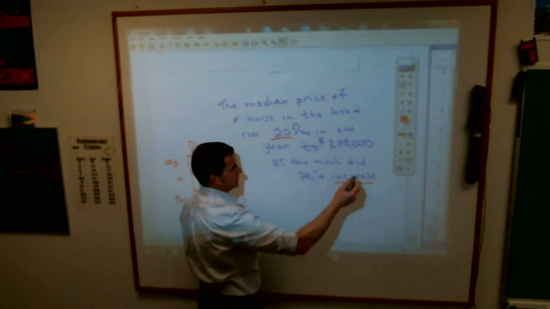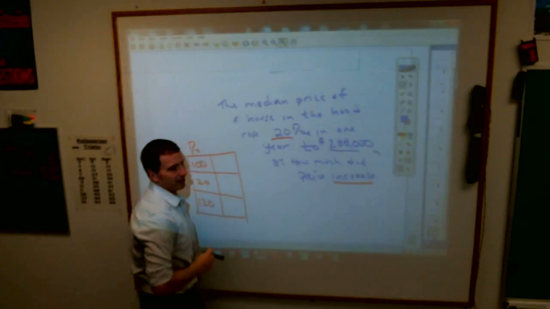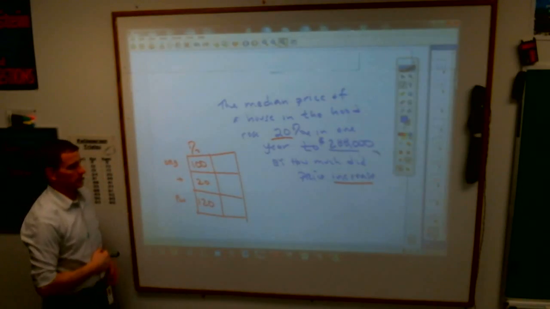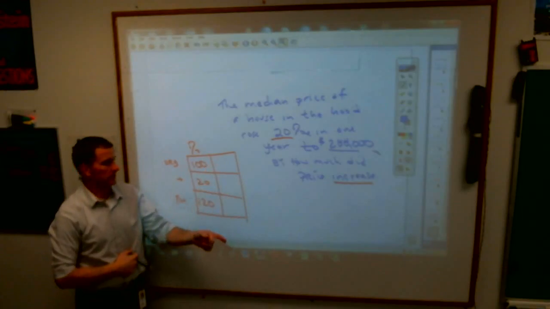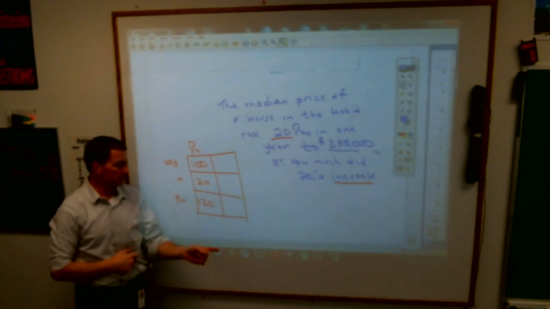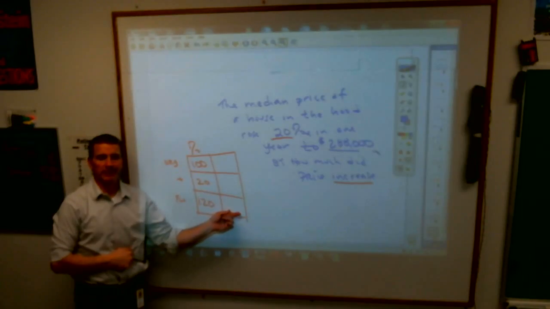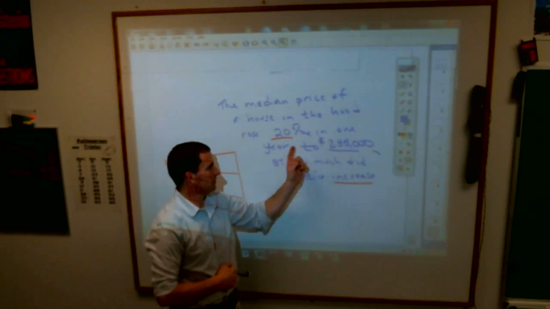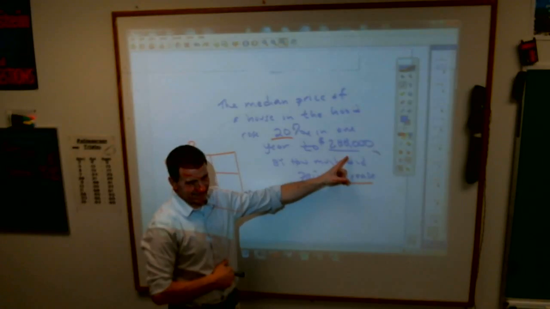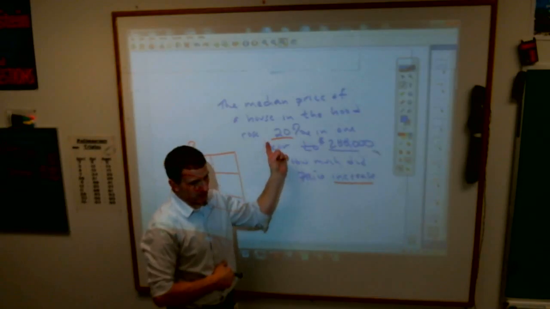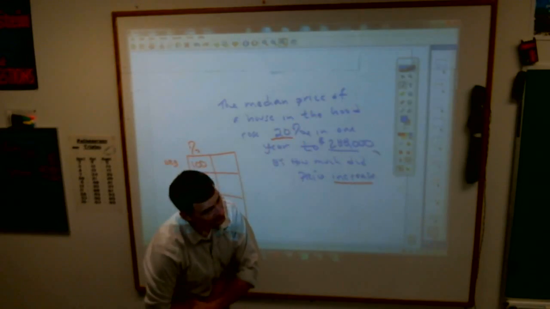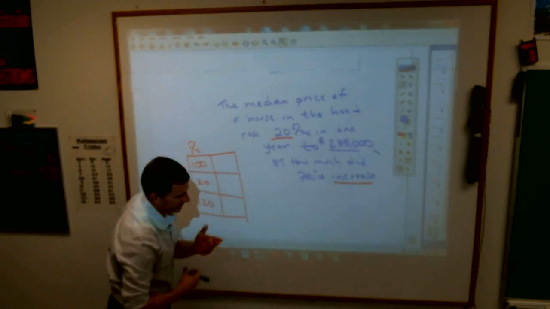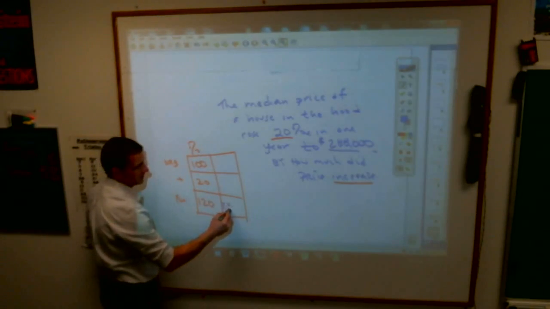Now the question you have to ask is, where does this 288K go? Is it what the original price of the house was? Is it how much the price went up in the house? Or is it what the house ended up being? Let's read the problem. A house rose 20% in 1 year to $288,000. It rose to that. Is that what it started out being, or what it ended up being, or how much it went up? It's what it ended up being. It rose to that. So your 288 goes here.